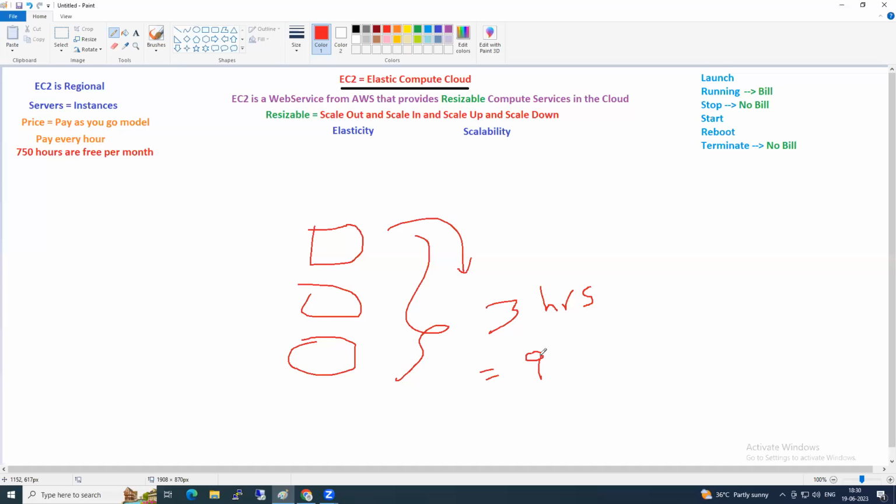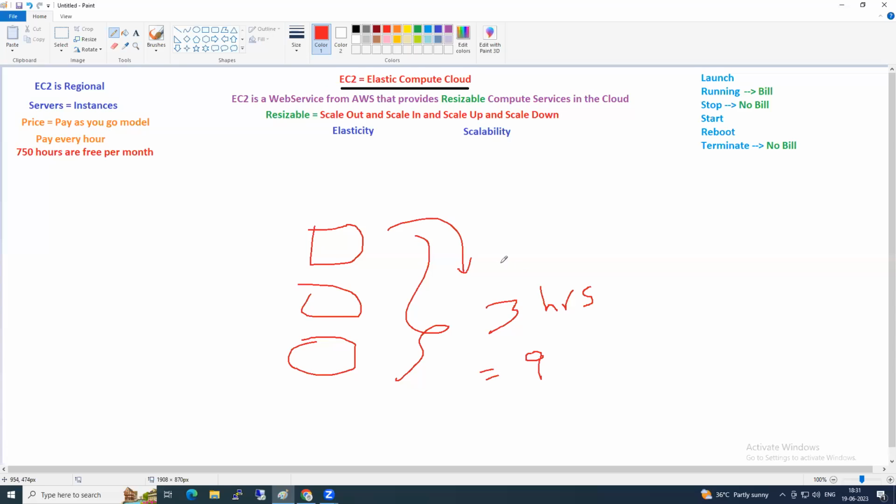9 hours only, no? Okay, I'll take an example. You get a bike for rent, no? Let's say per hour it is 100 rupees. You took 3 bikes and you used the 3 bikes for 3 hours. How much money do you need to pay? Same here. I have launched 3 EC2 instances and used them for 3 hours. So in total, how many hours do I need to pay? 9 hours, no? Because it is 3 hours per EC2 instance.